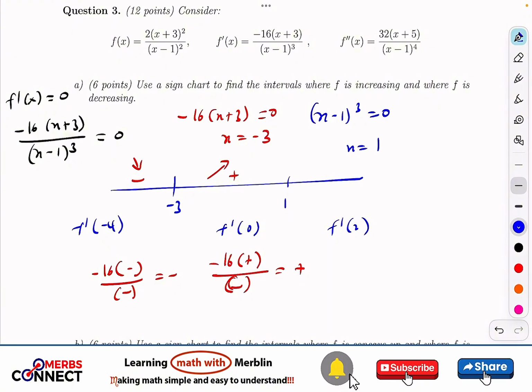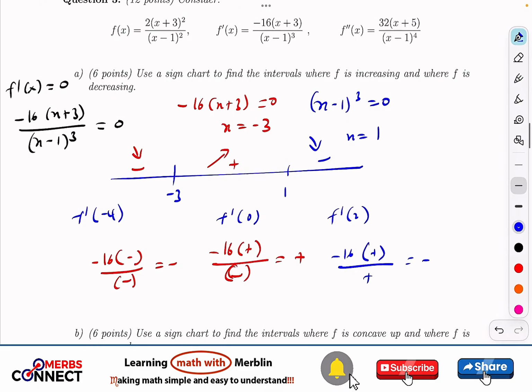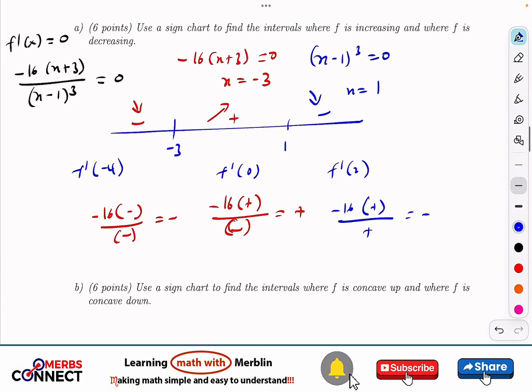And then the last one is when I plug in 2. The top will be positive. Plug in 2 at the denominator, 2 is going to be positive. So indeed, this is going to be minus. So we are going to have another minus, which is also decreasing. So now let's write the intervals. Let's write the intervals. So increasing interval, I have increasing interval.